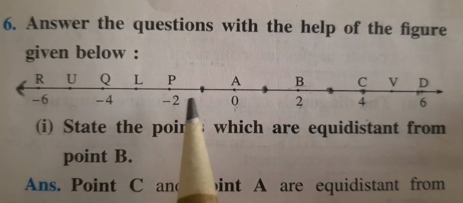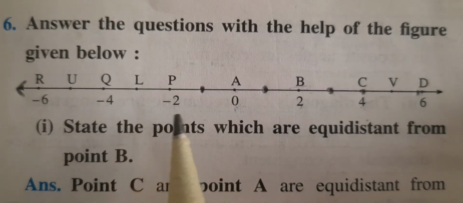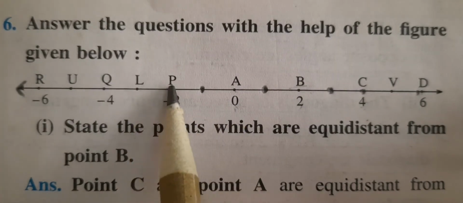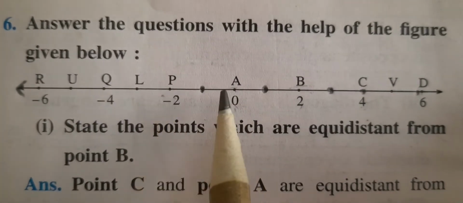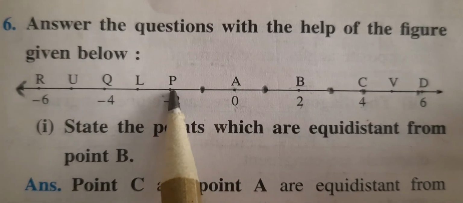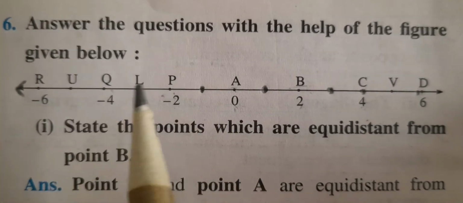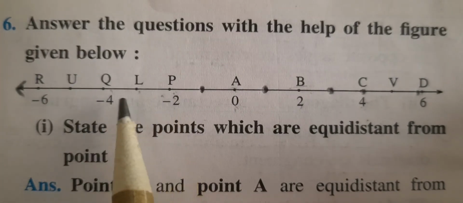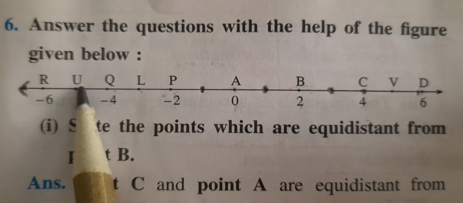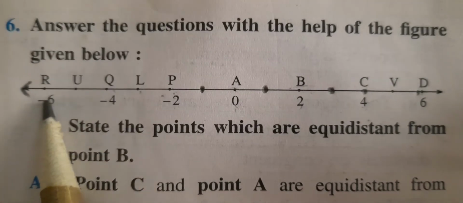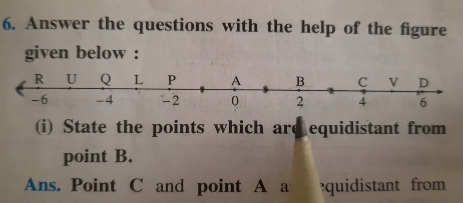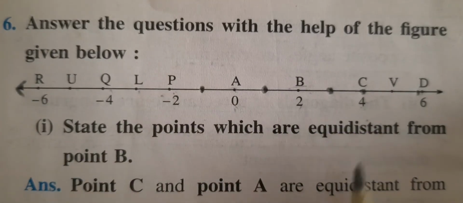And even on the left hand side, after every 2 units they have named one point. From 0 to P it is 2 units. Again from P to Q is 2 units, but from P to L is 1 unit. From Q to U is 1 unit, from Q to R is 2 units. So there are unit distances to the left of A, and there are unit distances to the right of A.